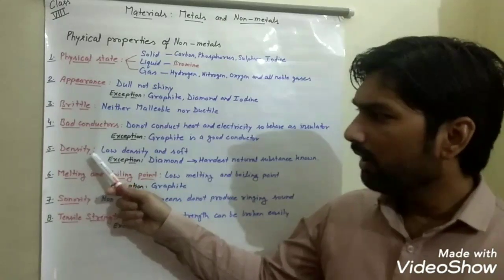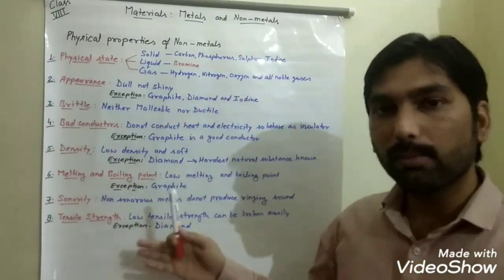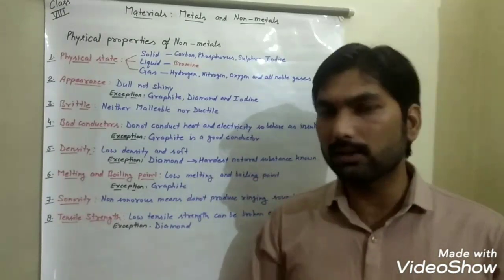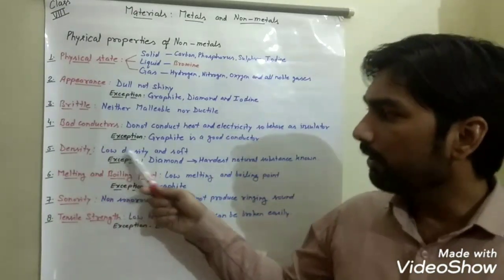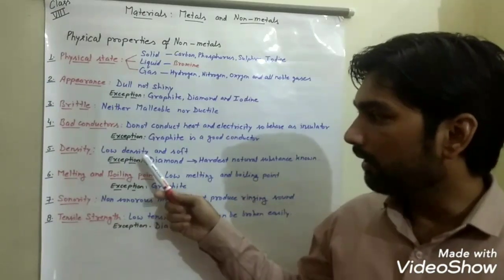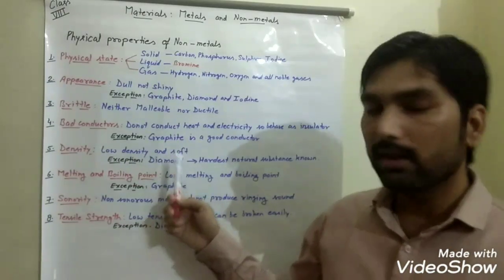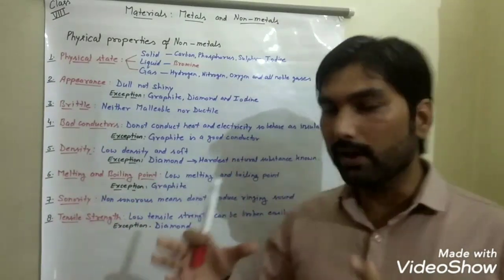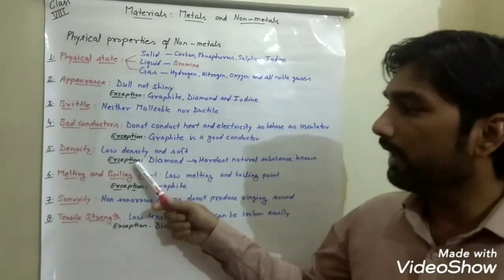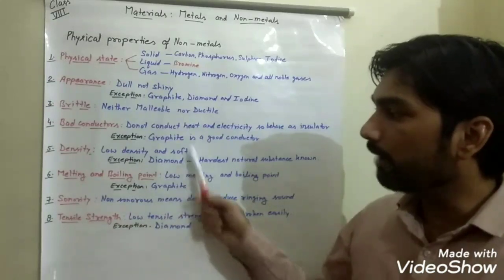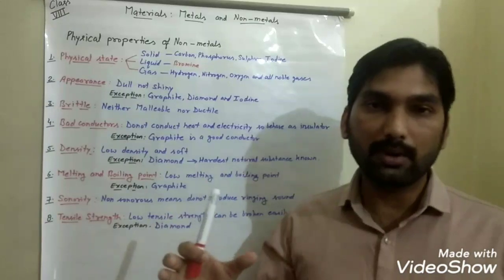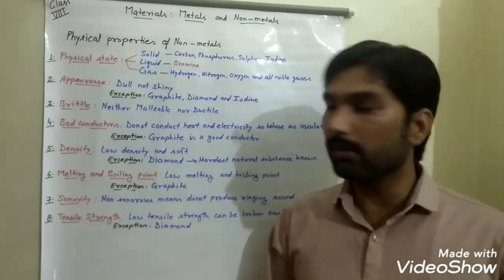Density. Since these non-metals are very soft and they are not tightly packed like metals, they have low density, and that's why they are very soft and brittle. They can be easily broken down. But again, here is an exception that you have seen, diamond. It is the hardest natural substance known till now on Earth's surface.